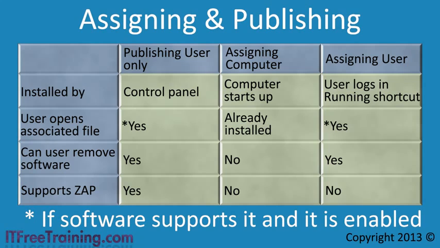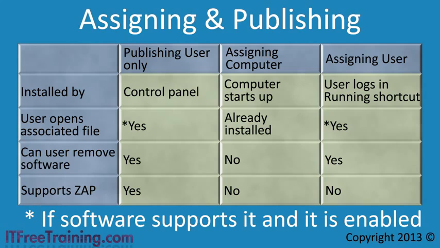The second choice you can choose when deploying software is assigning. Unlike publishing software, assigning can be done for both the user and the computer. First, I will look at assigning to the computer. When software is assigned to the computer, it is automatically installed on the computer when the computer starts up. This means that any user that logs into that computer will have that software available to them.